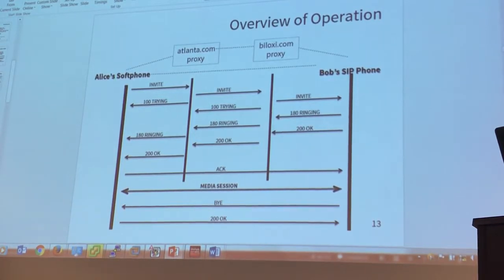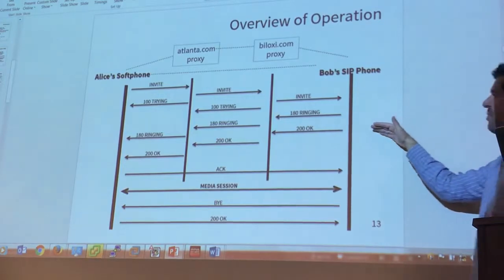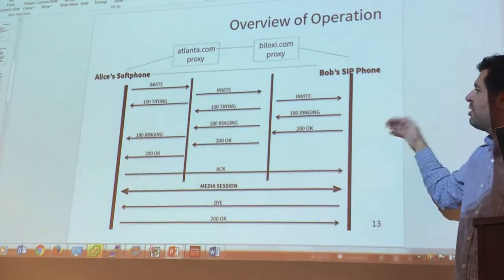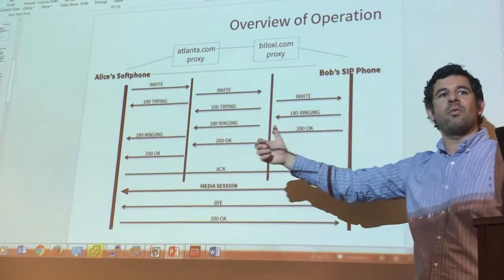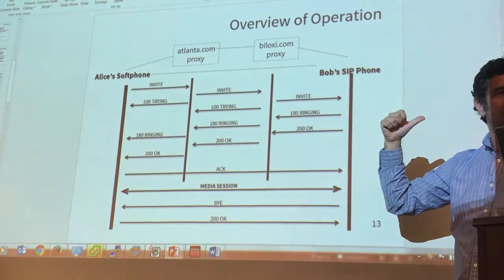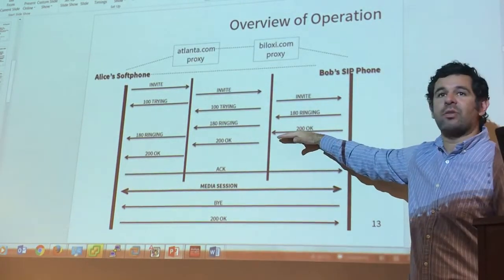Because for responses, it works the other way around. So in this case, we see the three Via headers so that the message, the response, can go back the same way it came in. So this one will have three Via headers.